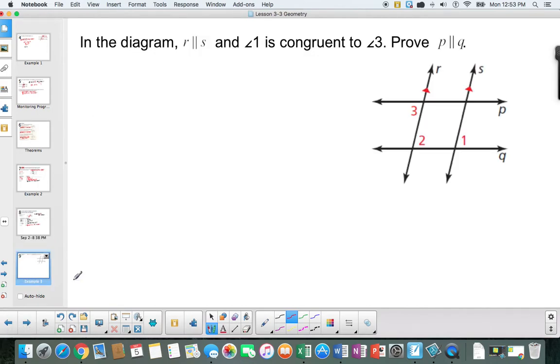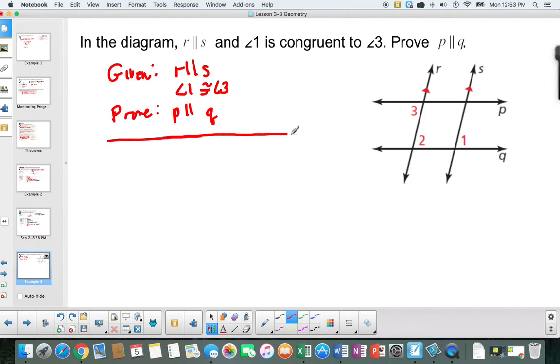All right, in this diagram, R is parallel to S, and angle 1 is congruent to angle 3. Let's prove that these lines are parallel. So my given is R is parallel to S, and angle 1 is congruent to angle 3, and I want to prove that P is parallel to Q. All right, so number 1, I write R parallel to S, and angle 1 is congruent to angle 3, and that's going to be the given.